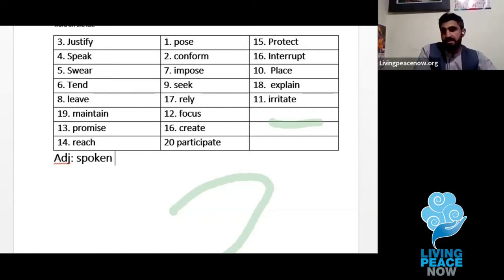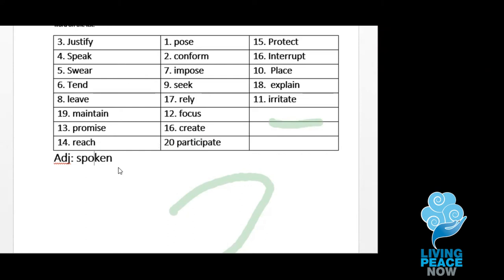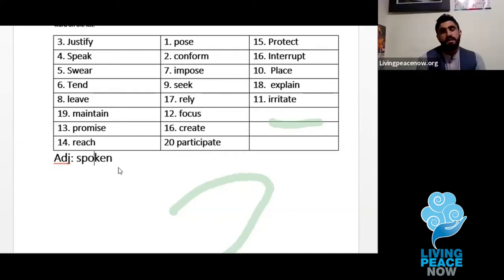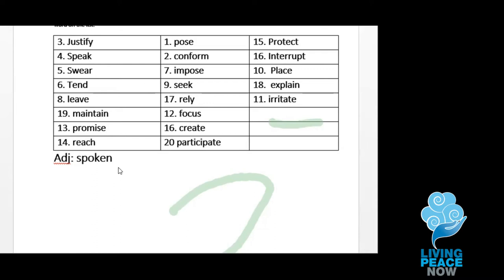Who can tell me? Bashir, Ahmed Shah, another one? Who can make one example about spoken? Ahmed Shah, do you hear me? This is the adjective form of speak. Who can make one example? Yes, sir, I will make one. Yeah, go on.